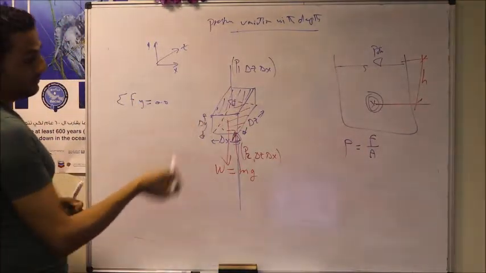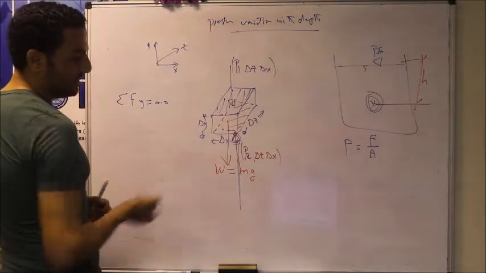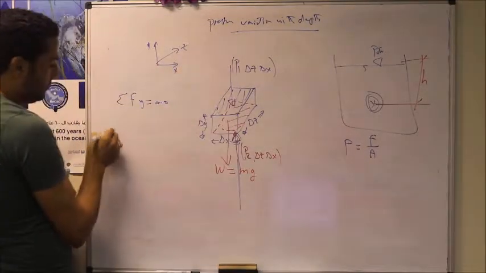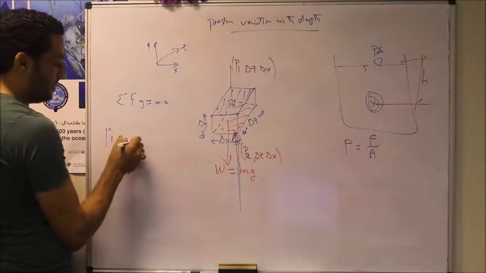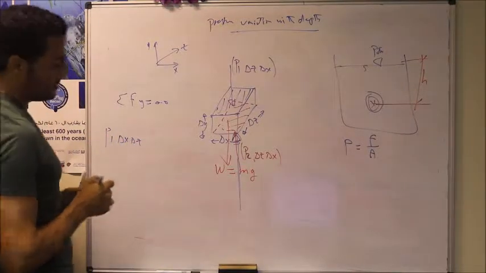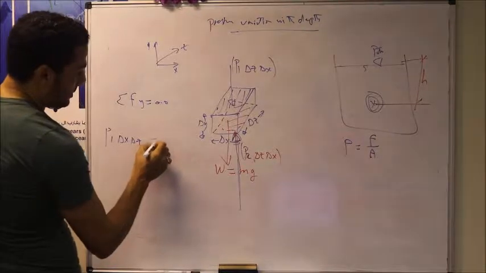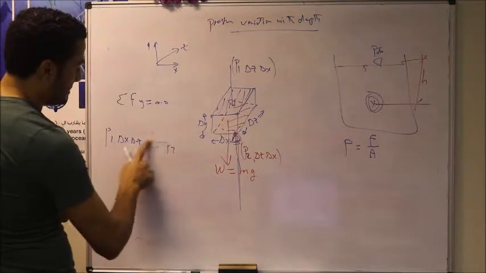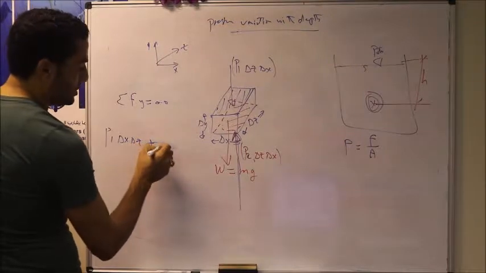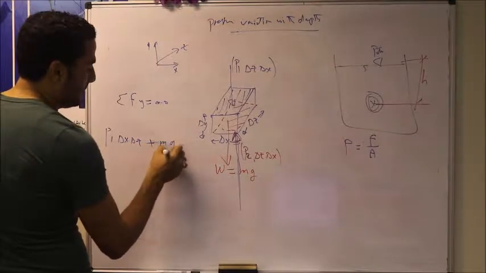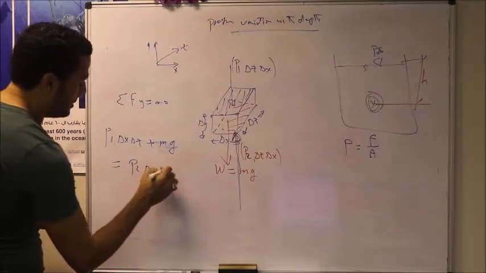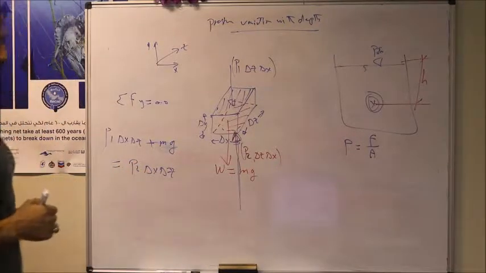So we have three forces: two pressure forces, and the weight. In this case we can say the pressure force from the top surface, P1 multiplied by delta X multiplied by delta Z, plus the weight force, which is equal to mass multiplied by gravitational acceleration, should equal P2 multiplied by delta X multiplied by delta Z.